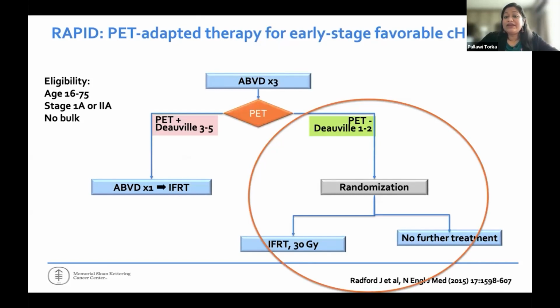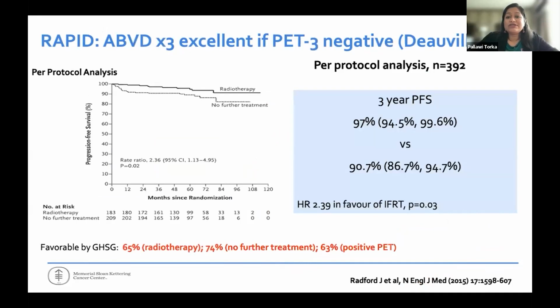But the caveat here is they defined PET scan negative as only Deauville 1 and 2, not Deauville 1, 2, 3, which we are used to doing. So if you're going to use the RAPID study, you have to be careful about that. So what they found was that with ABVD times 3, even though there was a slight PFS benefit, the overall survival benefit was the same. So ABVD times 3 is good enough if your PET scan is negative.